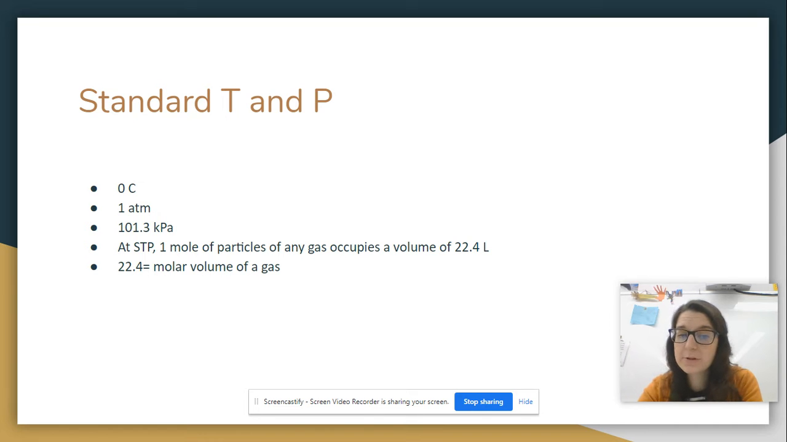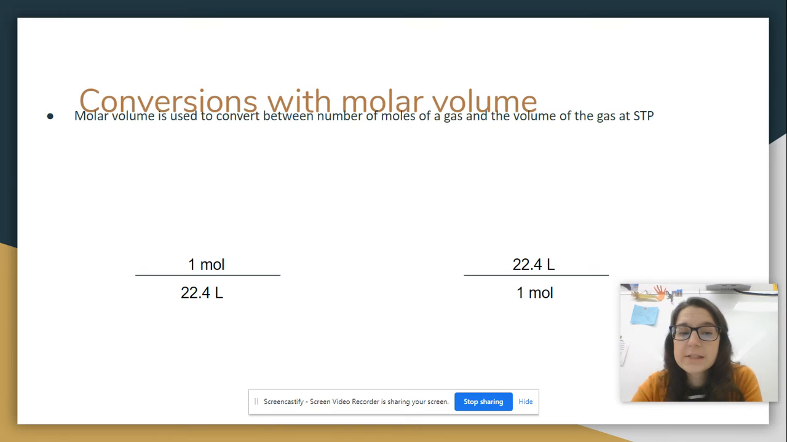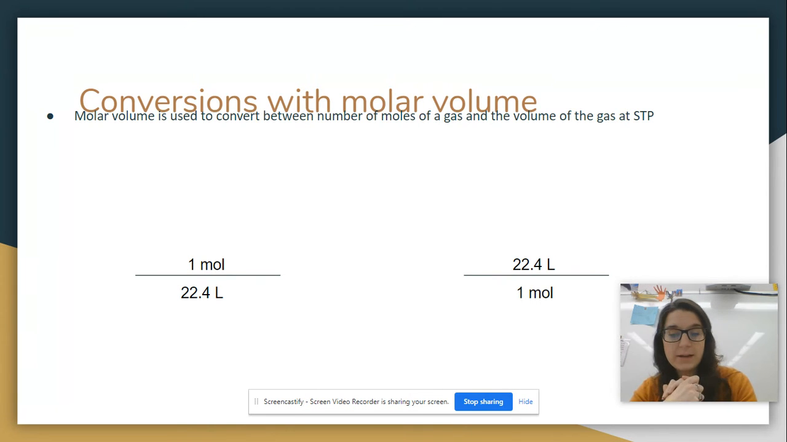At standard temperature and pressure, 1 mole of particles of any gas, doesn't matter what it is, occupies a volume of 22.4 liters. This 22.4 is what we call the molar volume of a gas. So we can use molar volume as another conversion factor. If you are given a gas and its volume, you can determine how many moles of that gas are in that volume, assuming that the container is at standard temperature and pressure.